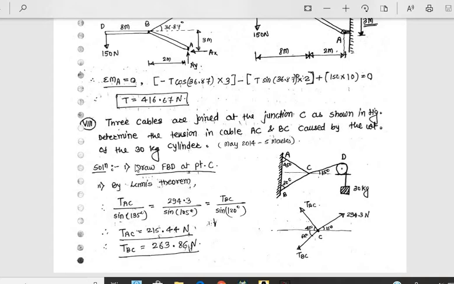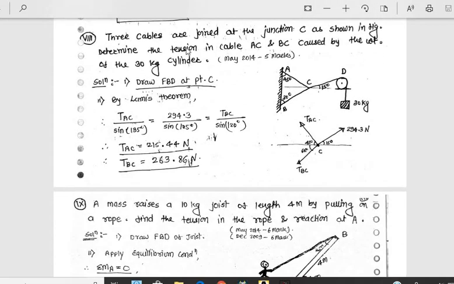Remaining all problems are not too lengthy, you just have to understand the concept properly and solve the problem. Okay, now next problem: the 3 cables are joined at junction C. Where is junction C? This, as shown in figure. Determine the tension in cables AC and BC caused by the weight of the 30 kg cylinder. This 30 kg cylinder is there.